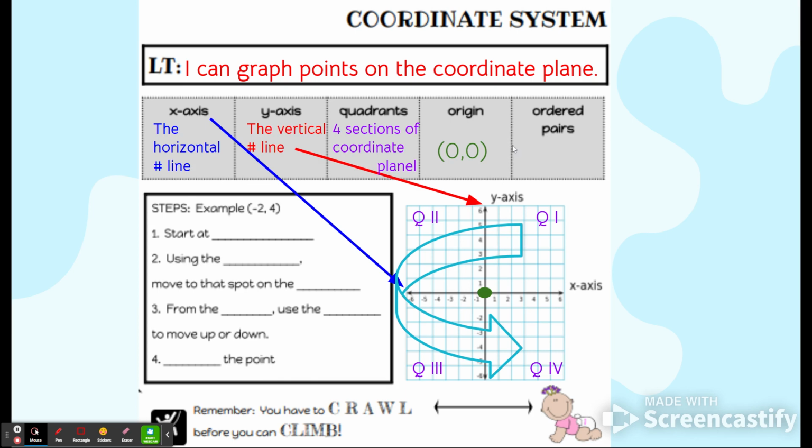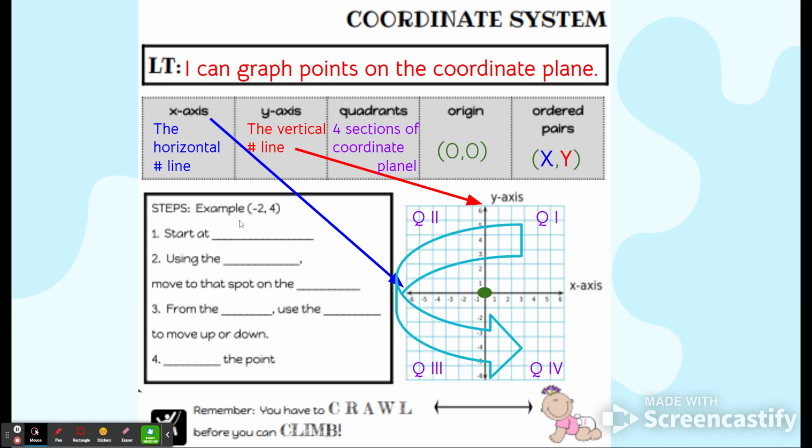Now, just like the origin has two numbers, all locations on the coordinate plane are going to have two numbers. The first number is going to be its location on the x-axis, or the x number line. So it's going to show where it is going left to right. And then the second number is going to show its location on the y-axis, so its location going up and down. Okay, so you need both of those numbers that reference back to their coordinating number lines to find that location in the coordinate plane.